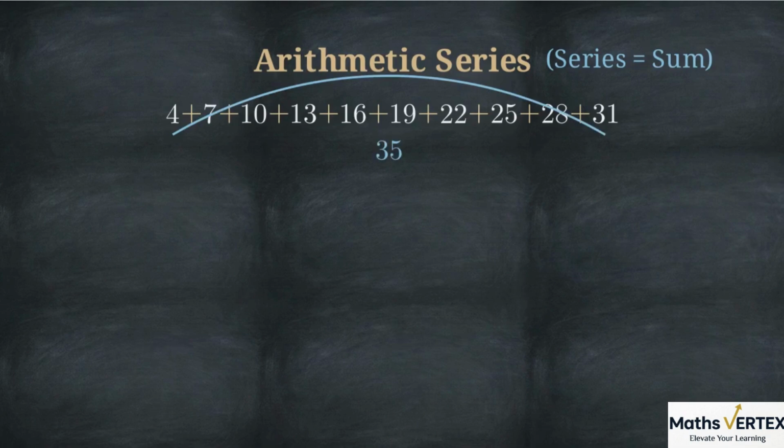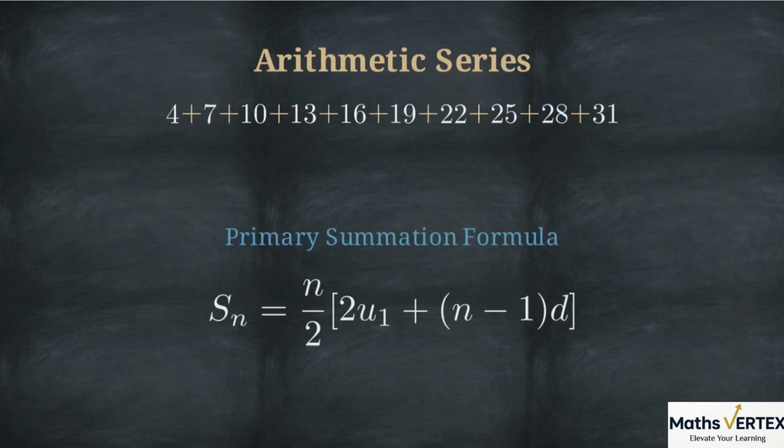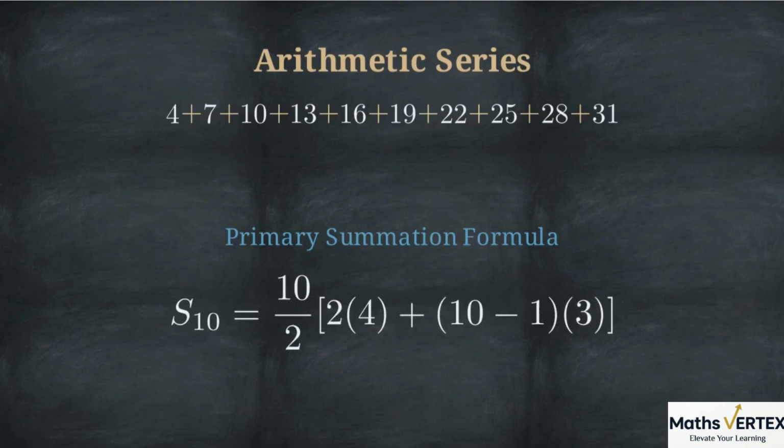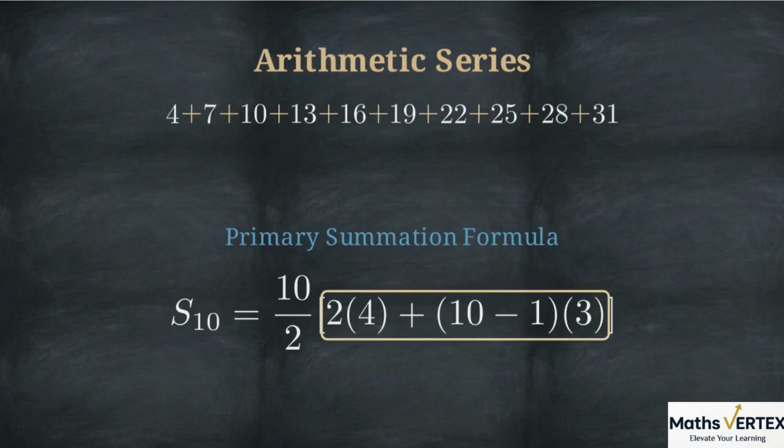The logic of the summation formula relies on the fact that if you pair the first and last terms of an arithmetic sequence, their sum is the same as the second and second to last terms. Since we have n over 2 of these identical pairs, we use the primary summation formula shown here. We substitute 10 for n, 4 for U1, and 3 for our common difference D.